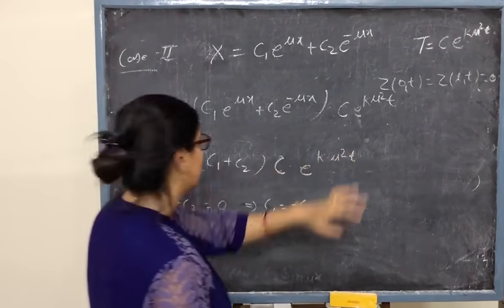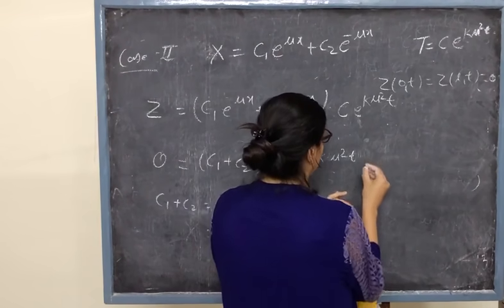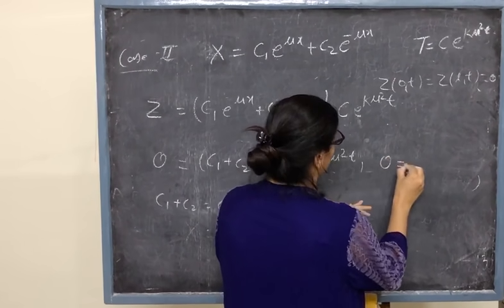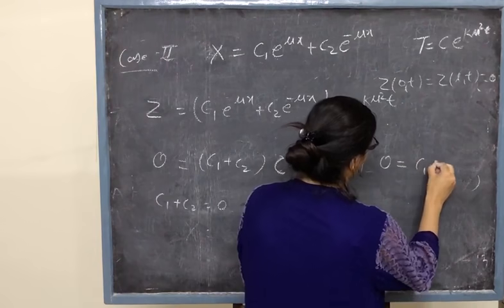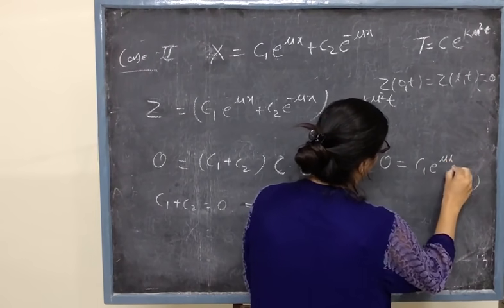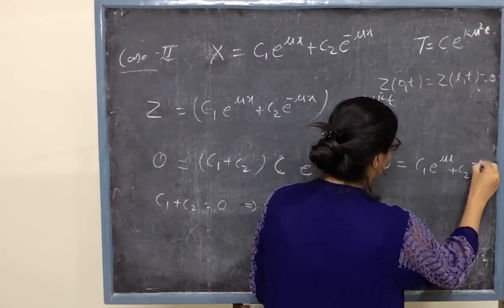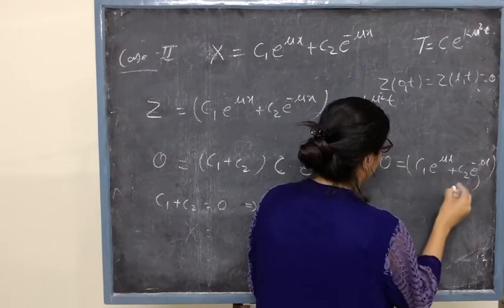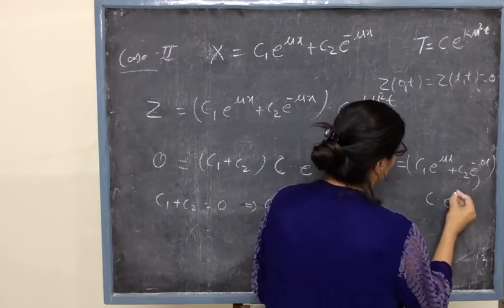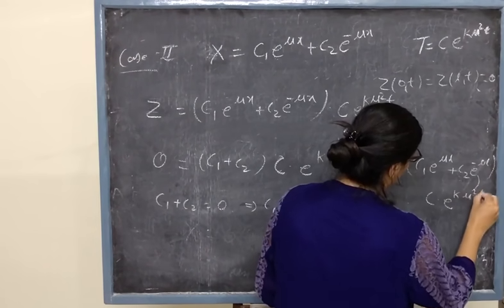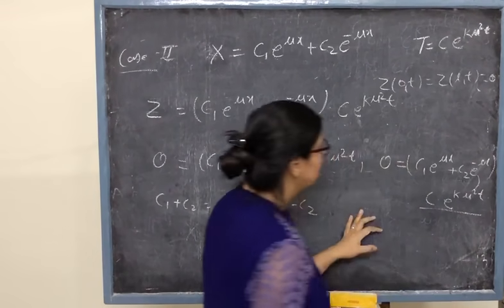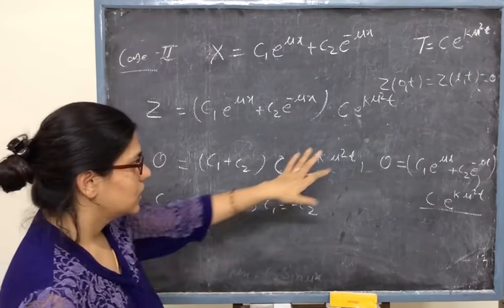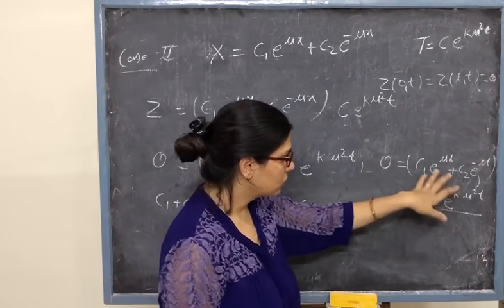If we put the second condition, what is this? The second condition is 0 equals c1 e raised to the power mu L plus c2 e raised to the power minus mu L, and t remains the same, e raised to the power k mu square t. This is not equal to 0 because the boundary condition applies only to x, so this is not equal to 0.